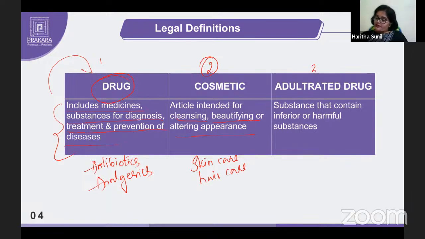And then the next definition we have is the adulterated drug. A drug substance which contains inferior or harmful substances is called an adulterated drug. For example, medications which contain toxic impurities or contaminants because of poor manufacturing practices are considered adulterated drugs.